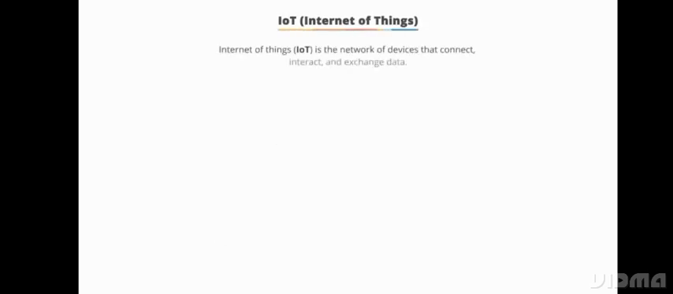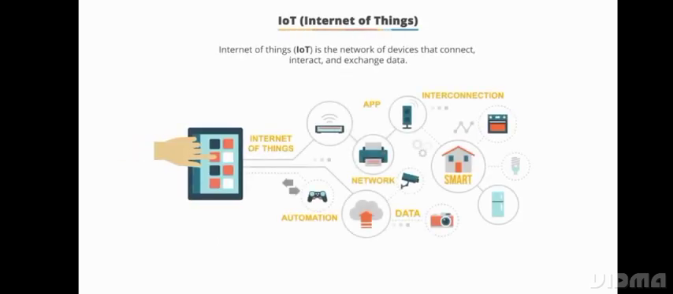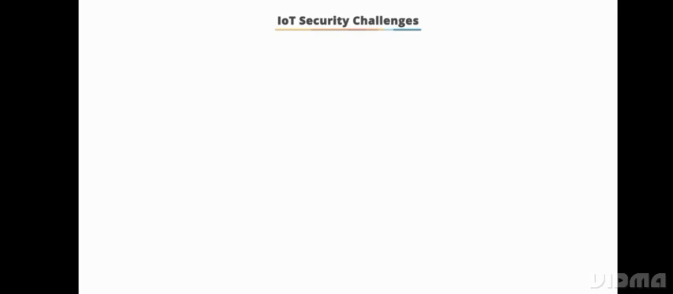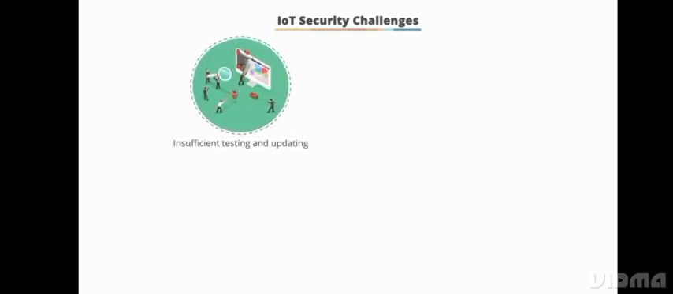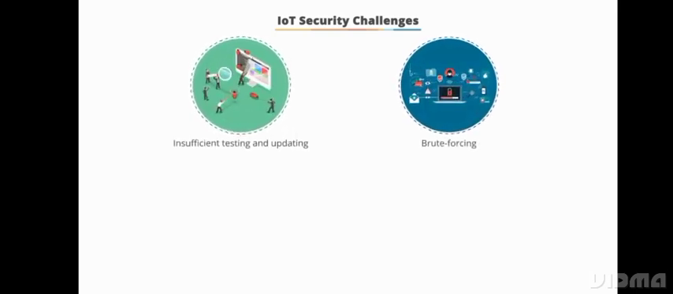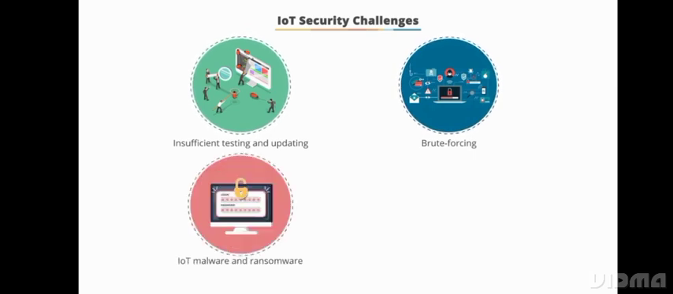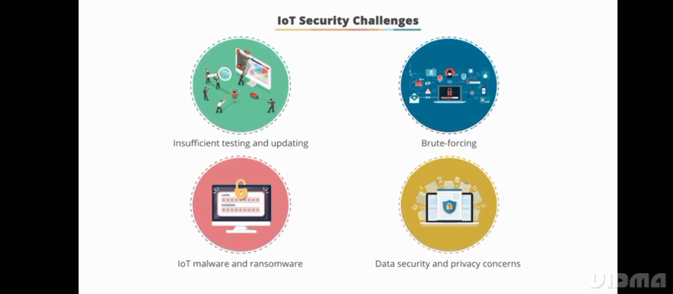Internet of Things. The Internet of Things is the network of devices such as vehicles and home appliances that contain electronics, software, actuators, and connectivity, which allows these things to connect, interact, and exchange data. Internet of Things security challenges: insufficient testing and updating, brute forcing, and the issue of default passwords. Internet of Things malware and ransomware, and data security and privacy concerns, mobile, web, and cloud.